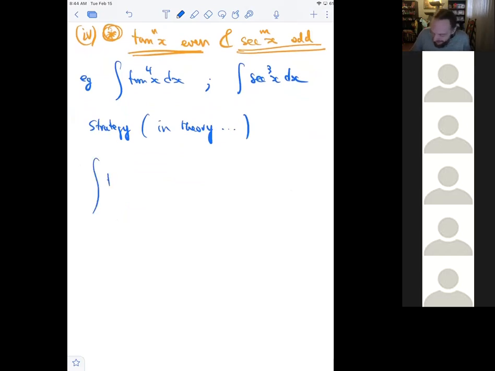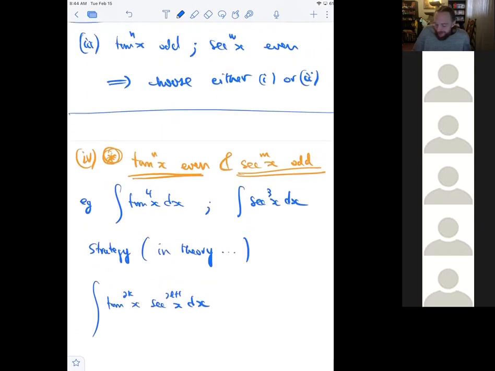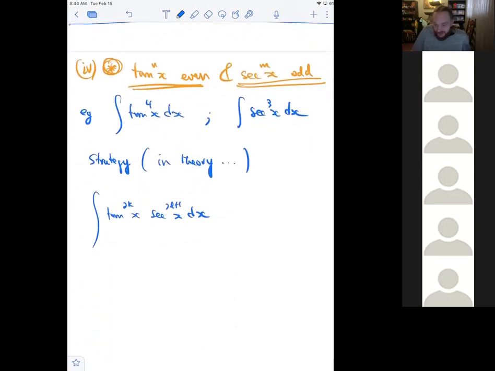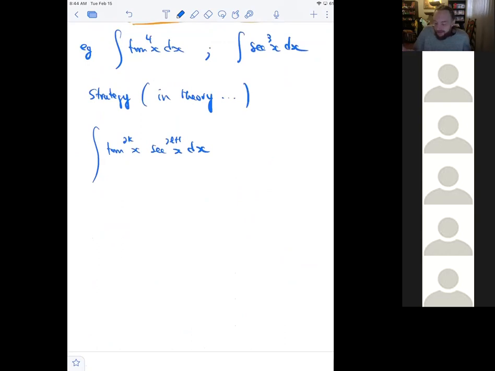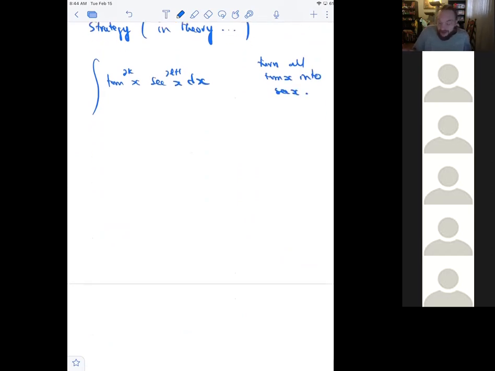If I have the integral of tan^(2k)x and secant^(2l+1)x dx, then I can't use either of my techniques because when I try to steal, it won't work. I can't make either of the differentials. Neither differential works. So instead, what I'm going to do is, because tan is even, I'm going to turn all the tans into secants using the Pythagorean identity. So this is equal to the integral of (secant squared x minus 1) to the power k times secant^m x dx.